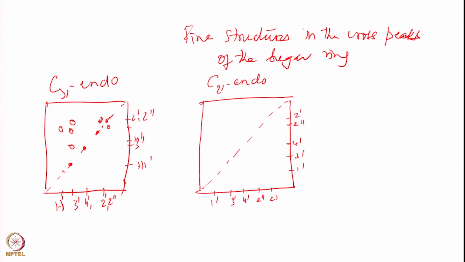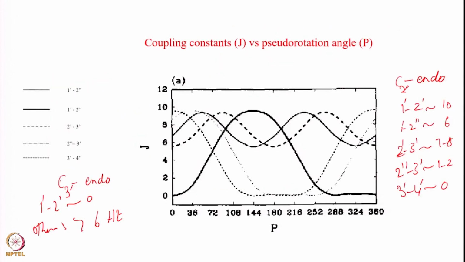Go back and look here, we wrote those ones here. What are the coupling constants? 1 prime 2 prime coupling is very large. Therefore, I will see the 1 prime 2 prime cross peak. Okay. What will I not see? I am indicating below, the 3 prime 4 prime cross peak will not be seen because that coupling constant is 0. See, this coupling constant is 0, 3 prime 4 prime 0, and the 2 double prime 3 prime is also very small, 1 to 2 Hz. Therefore, you may not see this one also. So, what will you see? You will see these 3 couplings. These 3 couplings only will be seen. Okay. So, let us draw that here.